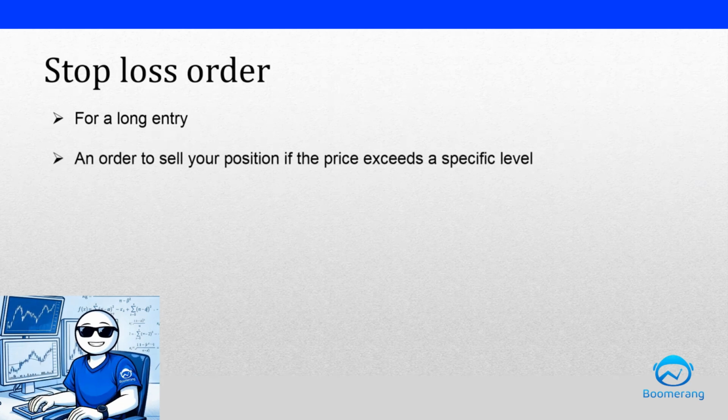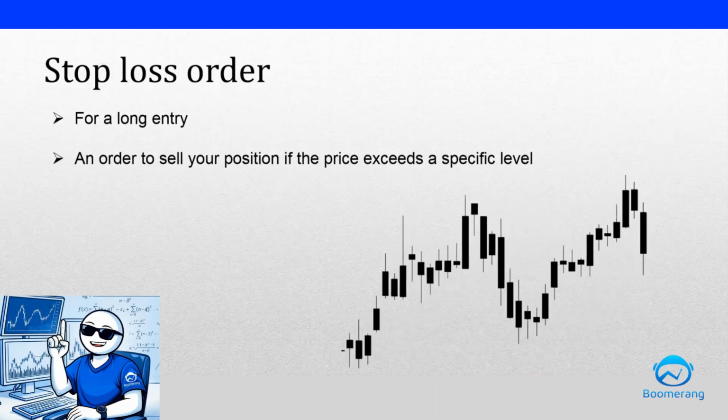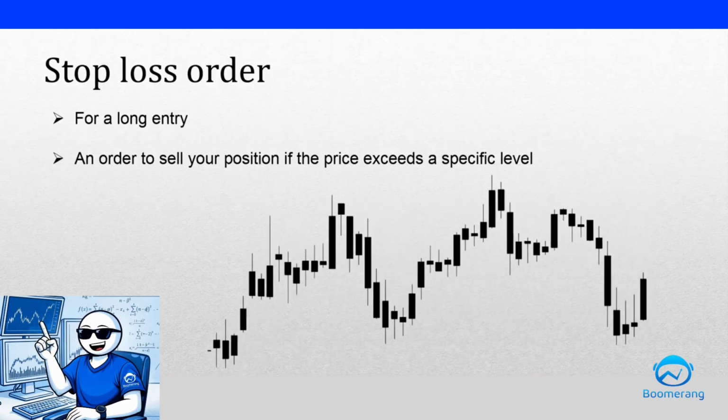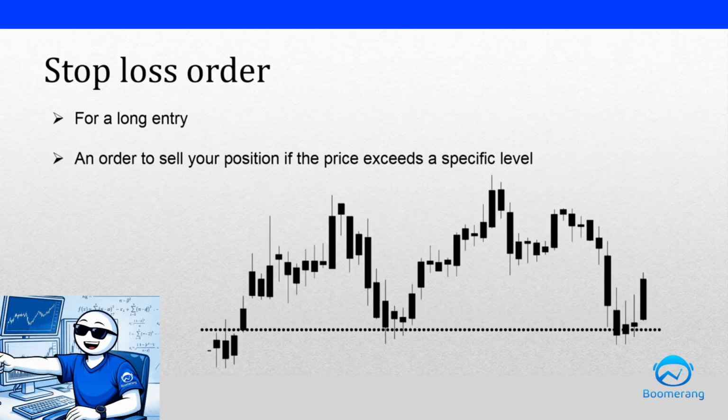So for example, let's say the market is in a range, up, down, and it starts to go up. And this is the area of support. And you start to buy over here.